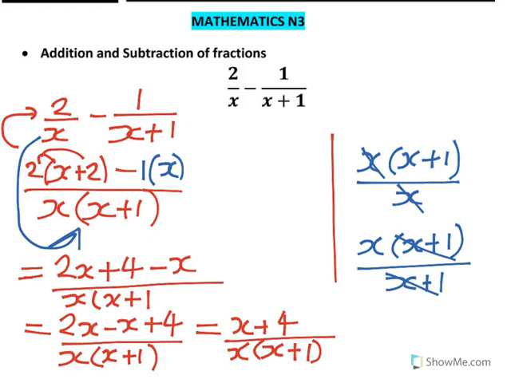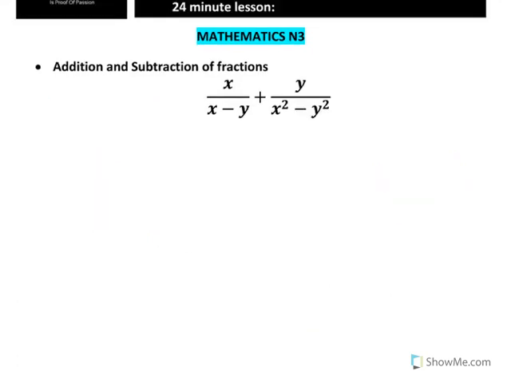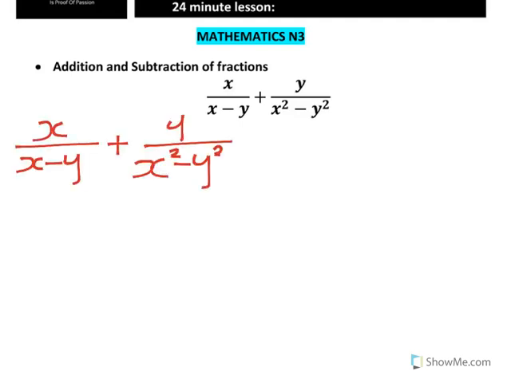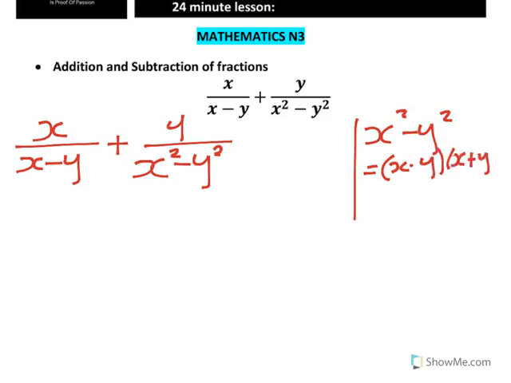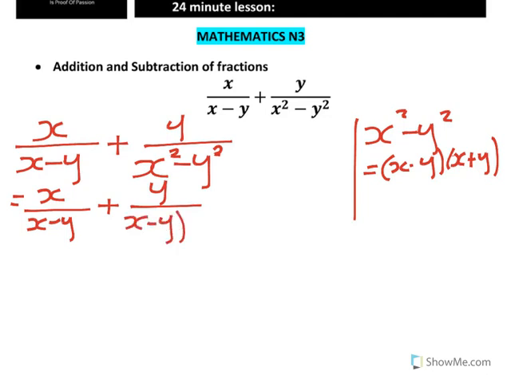This is what we mean by addition of fractions. Let us look at the last one. I'll try to do it as quickly as possible. When you're given a problem like this, x over x minus y plus y over x squared minus y squared, remember x squared minus y squared is a difference of two squares, which is x minus y and x plus y. Therefore this will become x over x minus y plus y over x minus y and x plus y.